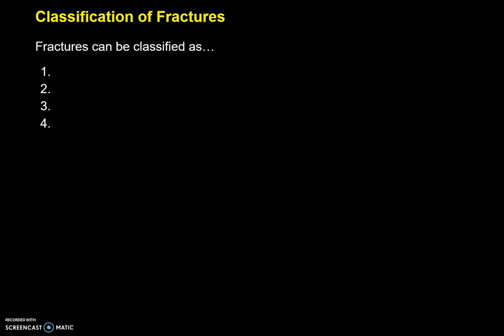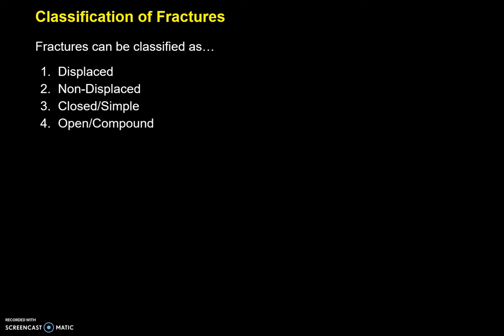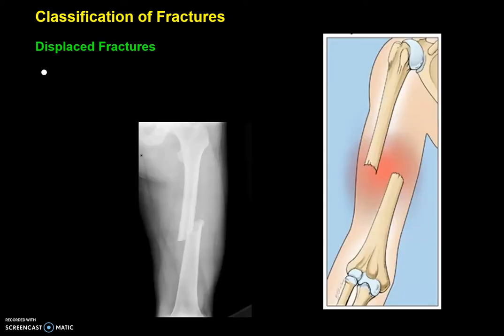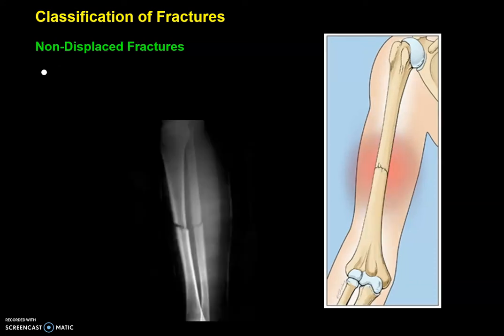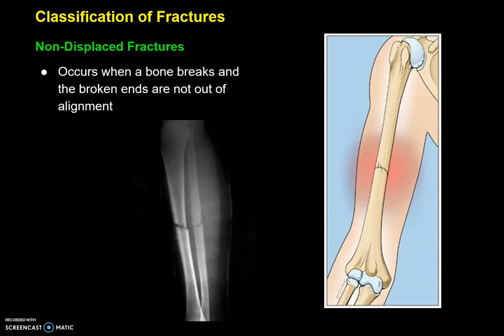Fractures can be classified as displaced, non-displaced, closed or simple, open or compound. So a displaced fracture occurs when a bone breaks and the broken ends are out of alignment. A non-displaced fracture occurs when a bone breaks and the broken ends are not out of alignment.